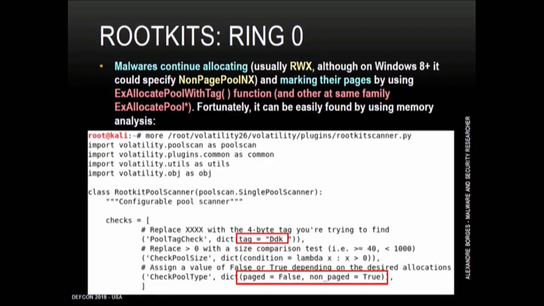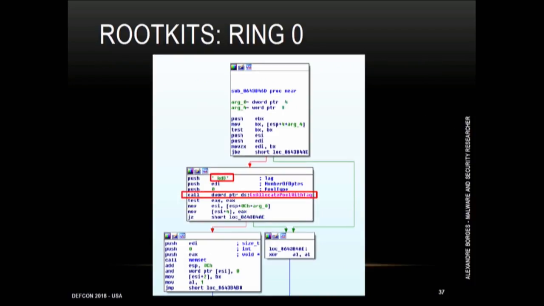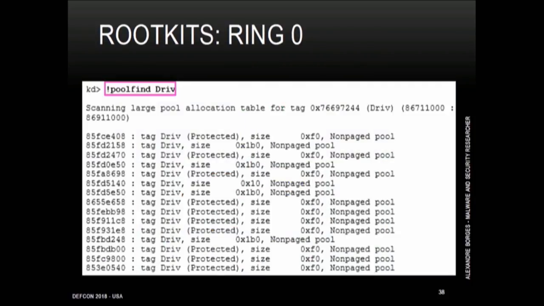Fortunately, most malwares have been using the ExAllocatePoolWithTag function to allocate memory pool. But it's so easy to find them because we have Volatility here. We can find it by using IDA Pro, as you already know, or execute a command in WinDbg.